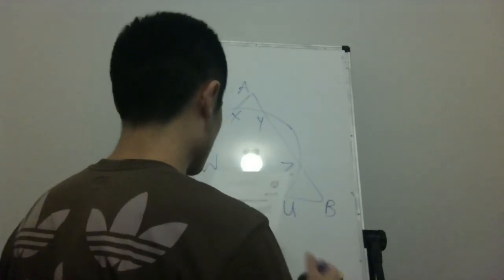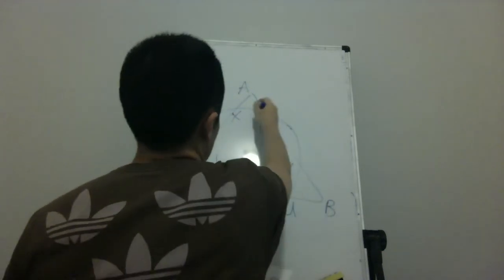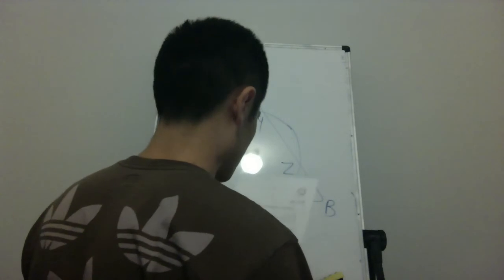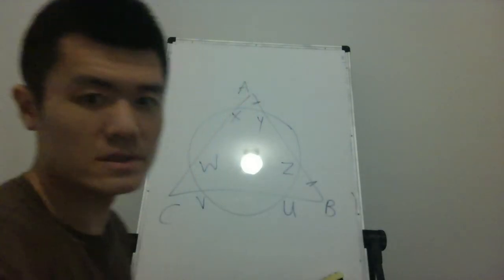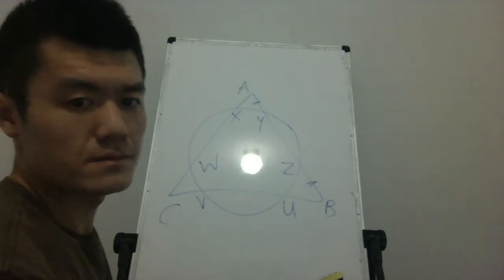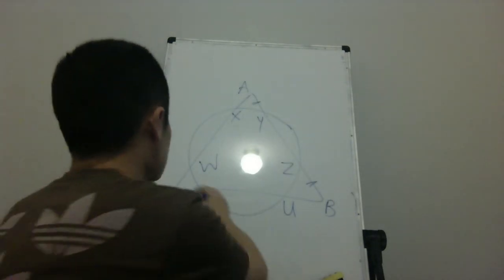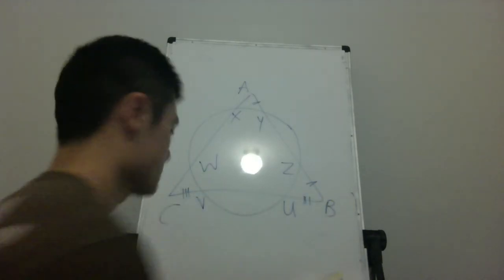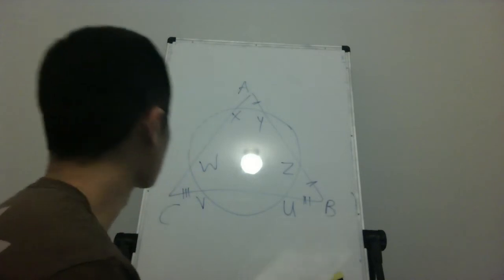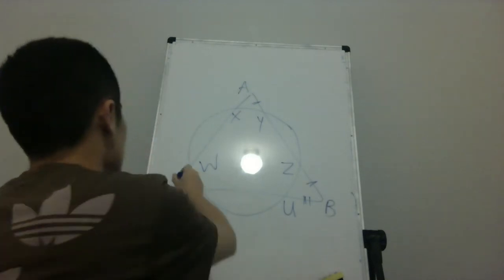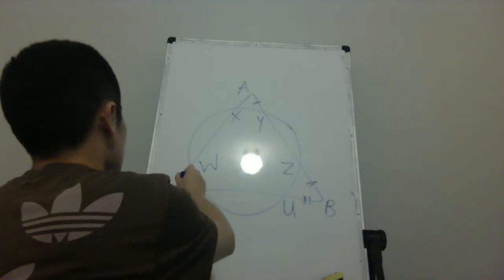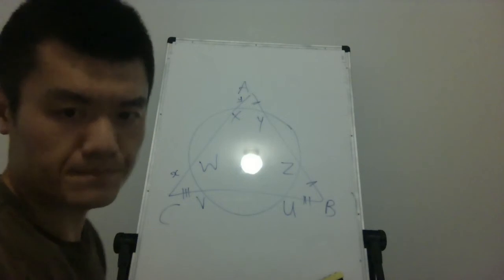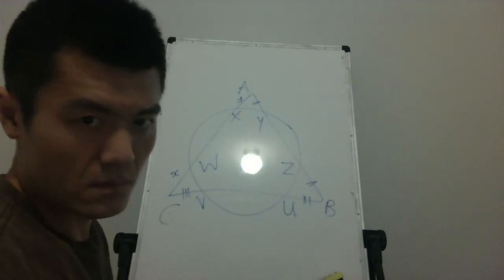And you're allowed to assume that AY equals BZ, and BU equals CV. And you want to prove that CW equals AX. So you want to prove that this X is equal to this Y. Okay.